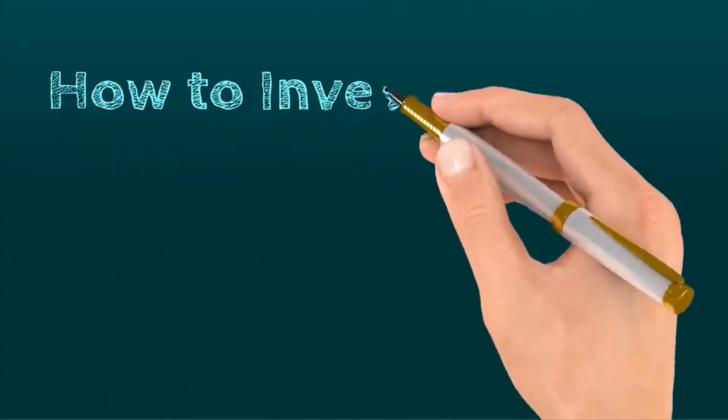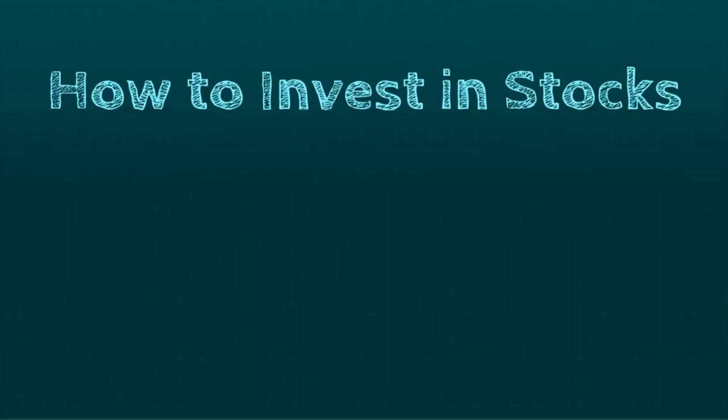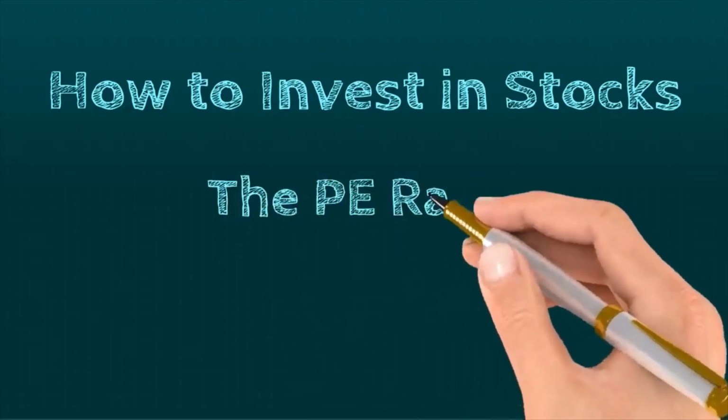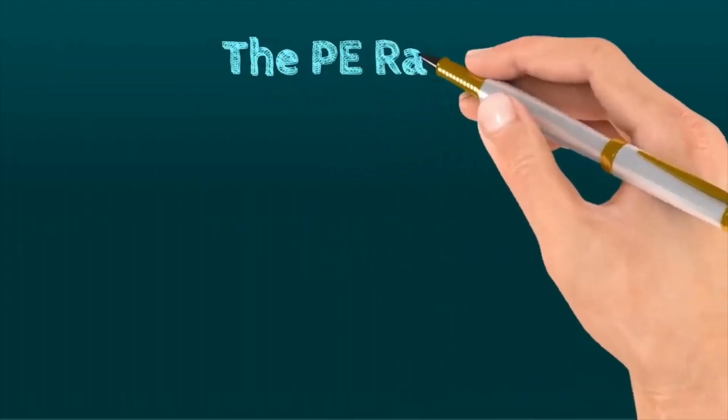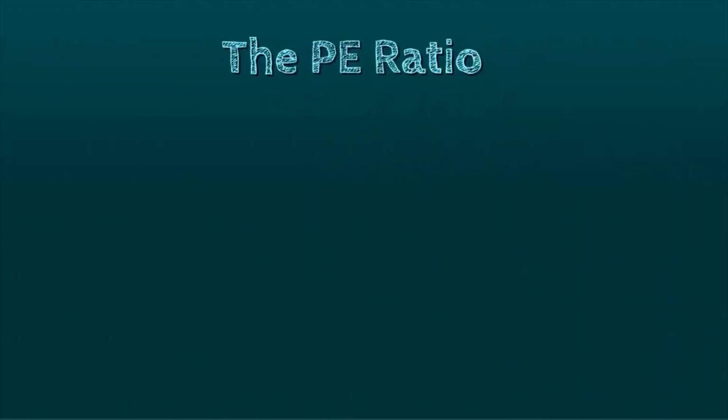Alright guys, so today is going to be the first part in a series of how to invest in stocks, and today we're specifically going to be looking at the PE ratio. Using the PE ratio is one of the best ways to start finding value stocks.